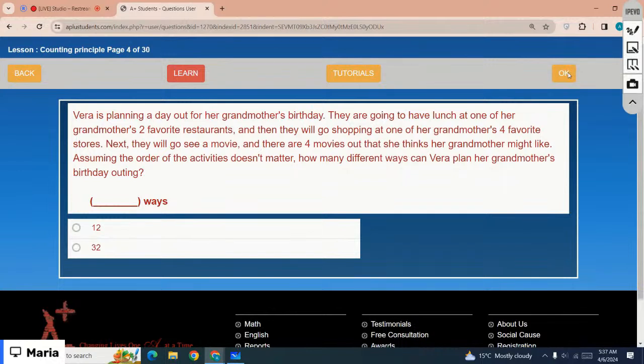Meera is planning a day out for her grandmother's birthday. They are going to have lunch at one of her grandmother's 2 favorite restaurants. Then they will go shopping at one of her grandmother's 4 favorite stores. Next, they will go to see a movie, and there are 4 movies out that she thinks her grandmother might like. Assuming the order of the activities doesn't matter, how many different ways can Meera plan her grandmother's birthday outing? So which is the correct option?